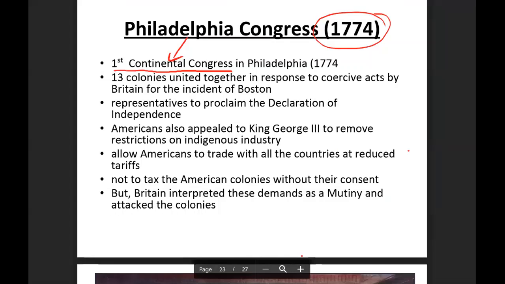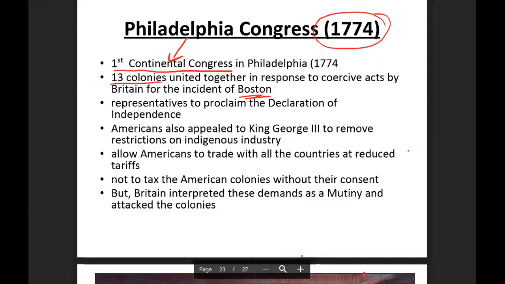The 13 colonies, we already know where they're situated. They had local self-government. They were paying taxes. Now, after the Boston Tea Party, Britain dissolved all the self-government. Now they don't have self-government, and because of that, they were protesting against the British. These 13 colonies united together in response to the Coercive Acts by Britain for the incident of Boston. Already they were in miserable condition, already exploited, and now the local government is also not there. People started protesting, so they came together in Philadelphia and said that we are making a union.